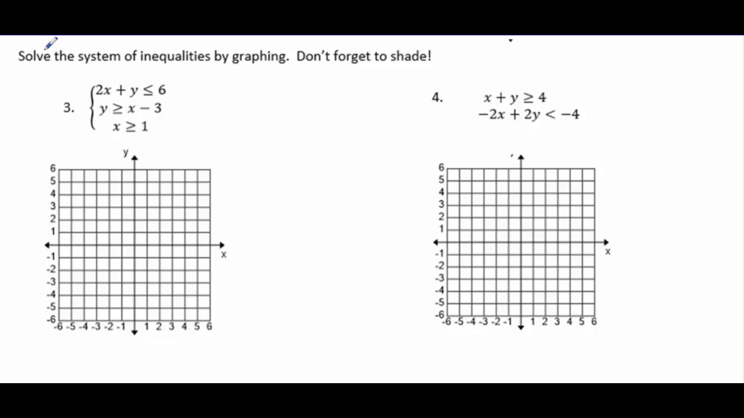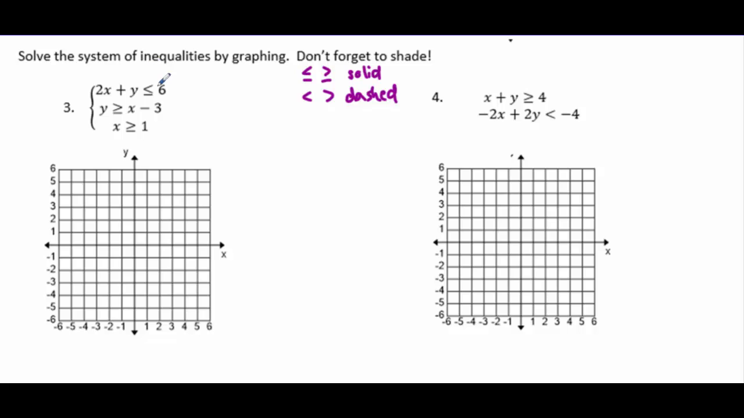These next two are systems of inequalities, and so the things you've got to remember is we are going to shade below when we're less than, or to the left if it's an x, and then above if it's greater than. Also, less than or equal to and greater than or equal to are going to be solid lines, but if it's just a less than or greater than sign without the line underneath, that's a dashed line.